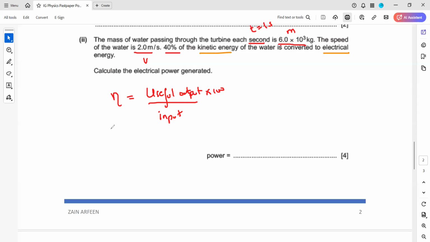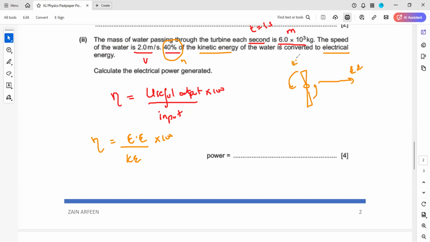So efficiency, it's already given to us: 40%. So we have the value of N. The useful output, because it is giving us electrical energy, so I'm writing E dot E, meaning electrical energy, and the input energy is the kinetic energy, times 100. Because the turbine rotates and it produces electricity.